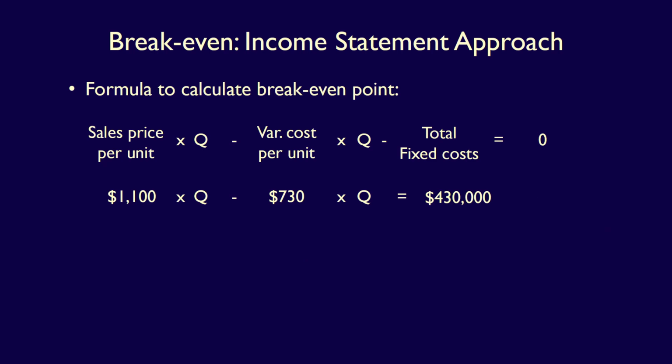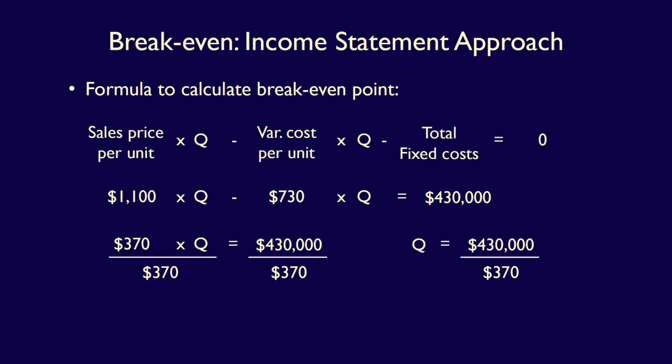Simplifying, we see that 1,100Q minus 730Q is equal to $430,000. 1,100Q minus 730Q is equal to 370Q, so 370Q is equal to $430,000. We can now solve for Q by dividing both sides by $370. So 370Q divided by $370 equals $430,000 divided by $370. Q is equal to $430,000 divided by $370. Q, quantity, is equal to 1,162.162 units.